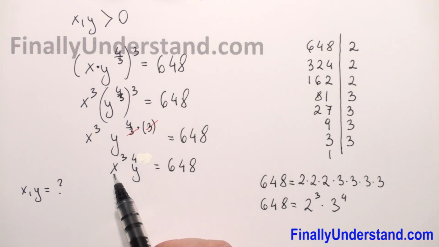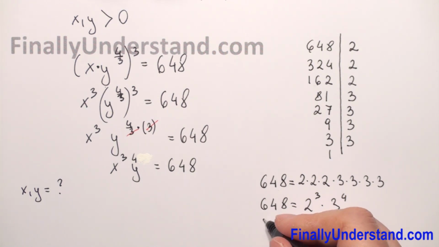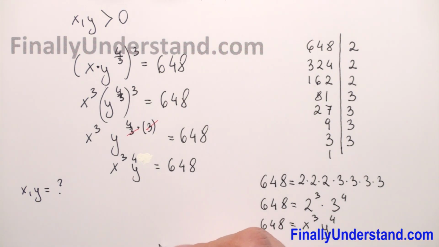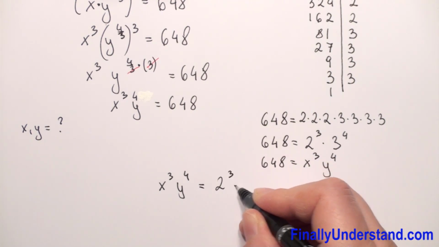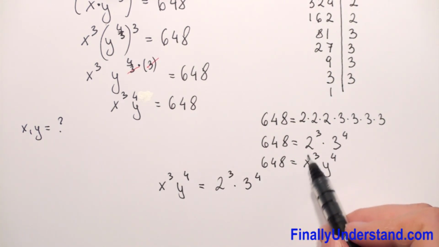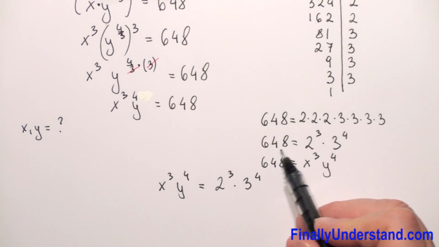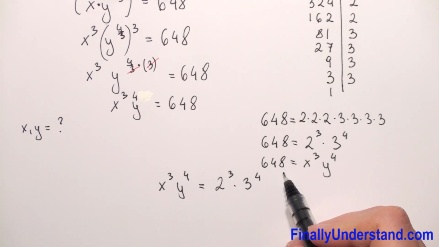What we have here at the beginning is that x is to the 3rd power, y is to the 4th power. So let me write this: 648 is equal to x to the 3rd power, y to the 4th power. So we can rewrite that x to the 3rd power times y to the 4th power is equal to 2 to the 3rd power times 3 to the 4th power. Why? Because 2 to the 3rd power times 3 to the 4th power is 648, and x to the 3rd power y to the 4th power is 648.